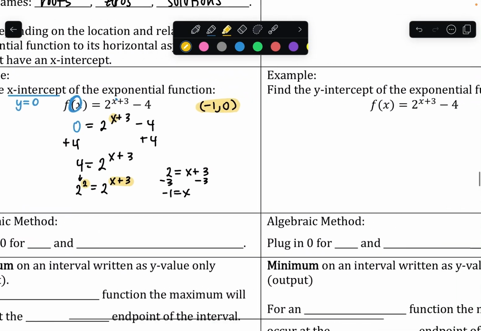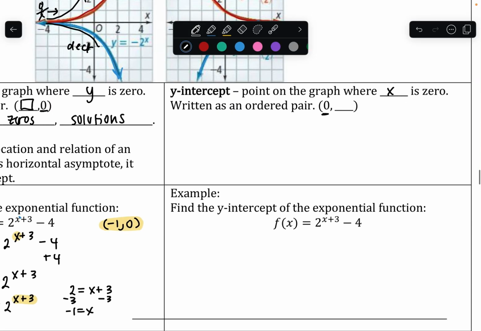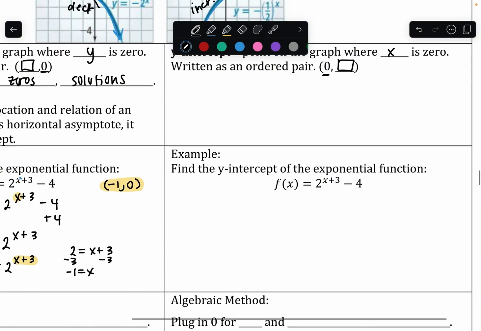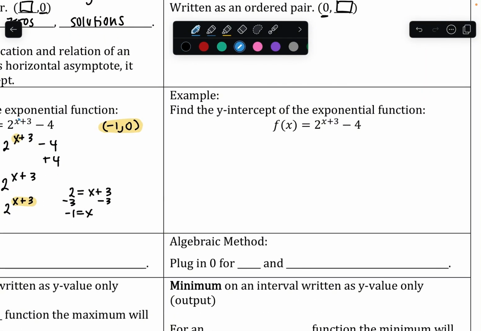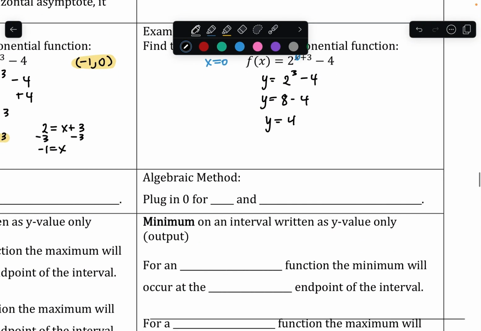Okay. And then to find the y-intercept, that is always where the x is 0, so the complete opposite. And so you're going to have 0 in the x spot and some kind of y value in the y spot. And so if we are trying to find the y-intercept, we plug in x equals 0. And it doesn't matter what function you're working with, that's always how you find the y-intercept algebraically. And so that leaves me with 2 to the 3rd power minus 4. 2 to the 3rd power is just 8, and then 8 minus 4 is 4. And so when we write our answer as an ordered pair, 0, 4.